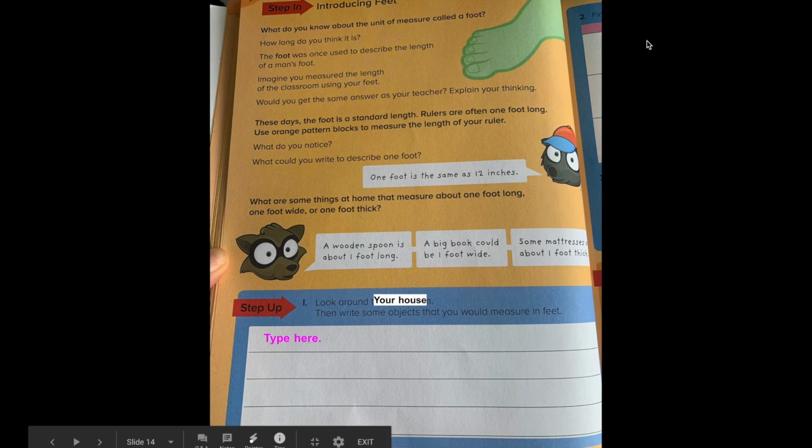Okay, for this lesson, we are going to be introducing feet. Now, we talked about inches yesterday, so today we're talking about feet. What do you know about the unit of measure called a foot? So just think, have you ever heard, oh, you're 5 feet tall, or have you ever heard of anything else that might have been measured using feet? How long do you think a foot is?